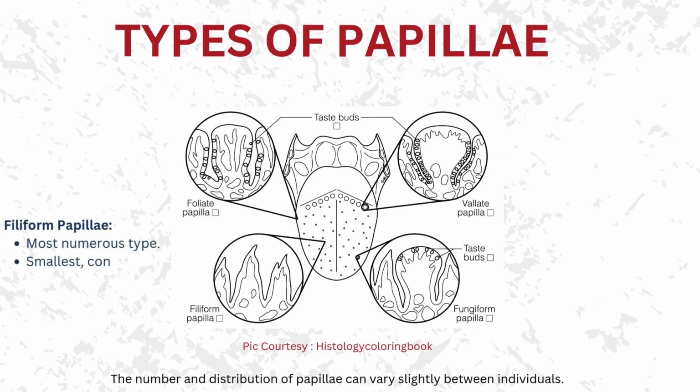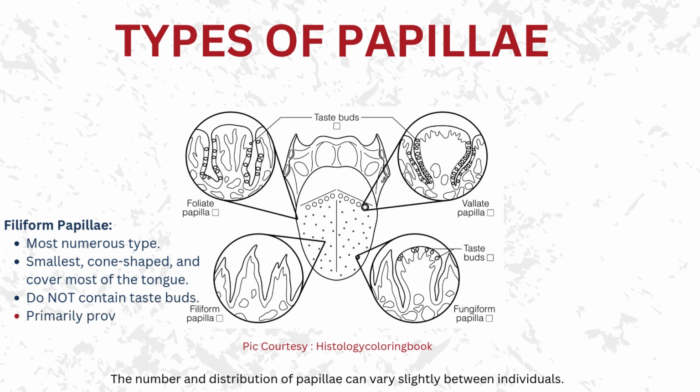The filiform, think of files. So that's a tip for you to remember. Fili is like files, and files are rough. These are the most common. They are small and cone shaped, like tiny files, and they make your tongue feel rough. They don't have taste buds, so they are mainly for the grip.